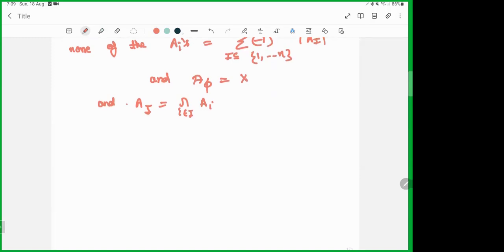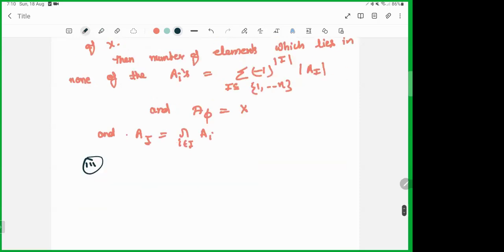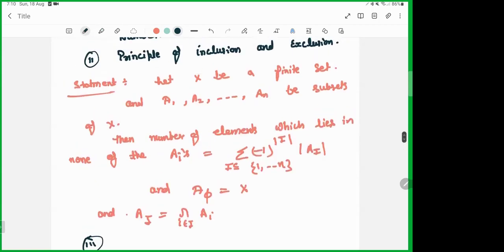By using this, we have computed many things in lectures. One example is the number of surjective functions from an n cardinality set to a k cardinality set. The basic case for this principle is the two set case, which we already know: the number of elements in A1 union A2 is A1 plus A2 minus A1 intersection A2. Then we generalized this by using the principle of inclusion and exclusion. What did we do after this in this week?